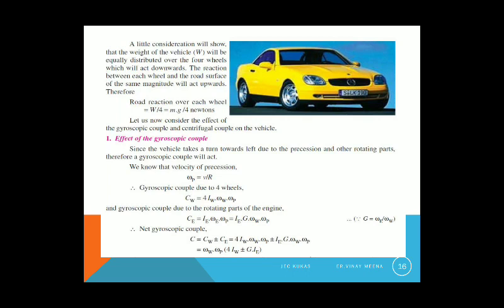We know that the velocity of precession omega p is equal to v upon r. Gyroscopic couple due to the four wheels, Cw is equal to 4 Iw omega w omega p. Then finally the net gyroscopic couple C is equal to omega w omega p multiplied by 4 Iw plus or minus Ig Ie.